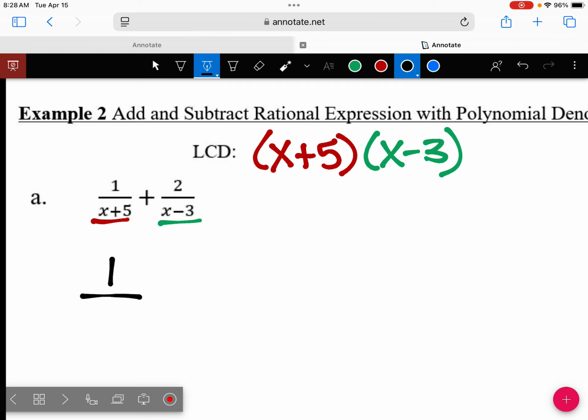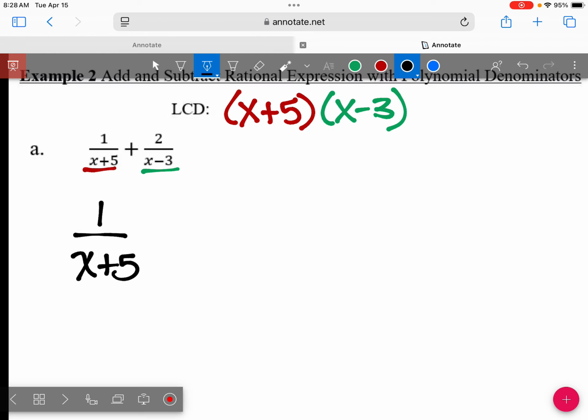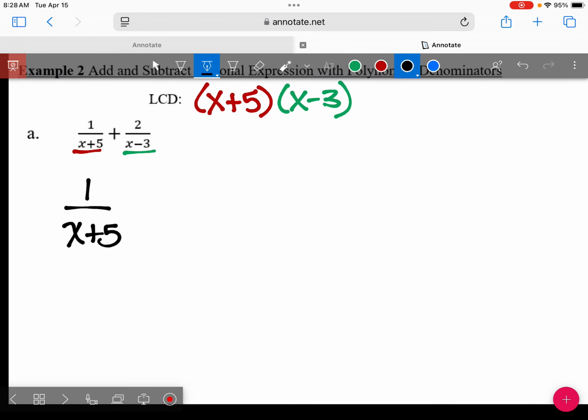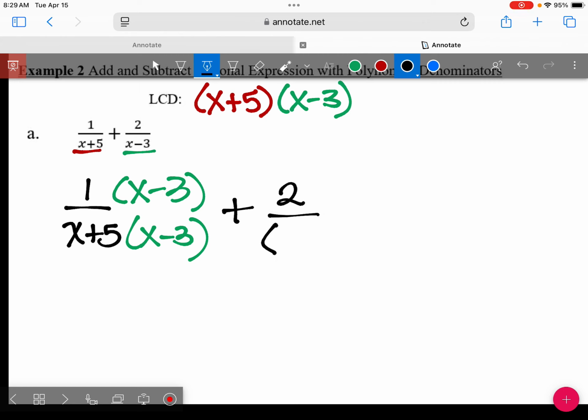So that's what my denominator has to have in my final answer. All right, so I have 1 over x plus 5. Let me stop here. What is missing here that I wrote over here? I have this, but what don't I have? What'd you say? X minus 3. So that's why I have to multiply this first fraction by x minus 3. I like to write it out before I start multiplying. Then I'm going to bring down that plus sign, and I'm writing my second fraction.